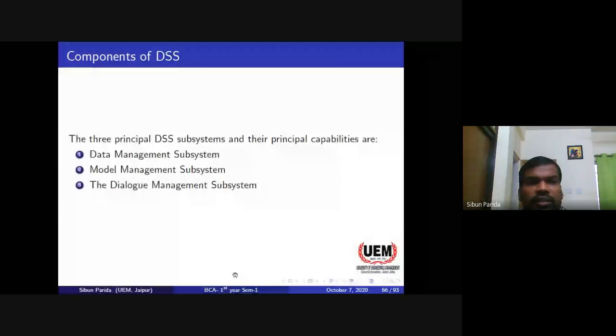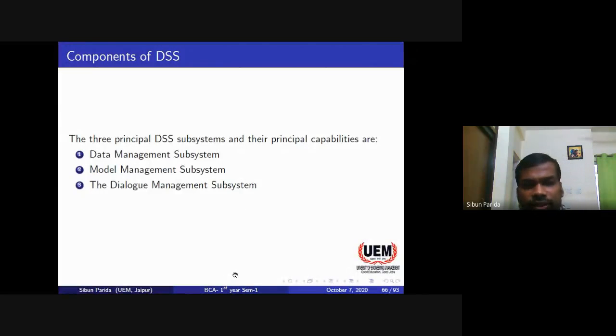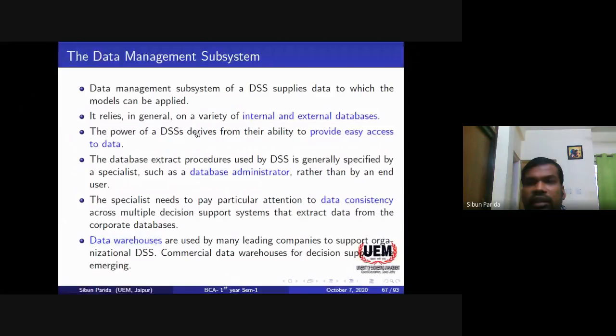So next we will discuss the components of a decision support system. There are three principal decision support system subsystems: first is the data management subsystem, then the model management subsystem, and the dialogue management subsystem. We will discuss them one by one. First is the data management subsystem. It supplies the data to which the model is to be applied. It makes the data available to do the analysis.